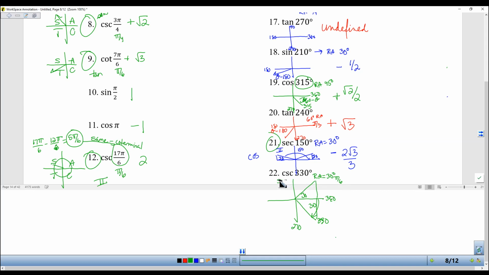And cosecant, I should be thinking about sine. So sine of pi 6 is 1/2, so cosecant is going to be 2. But we're in quadrant 4, and according to my forecast, I don't see a big S, I see a C. But I'm thinking about sine, and in this quadrant, it's going to be negative.